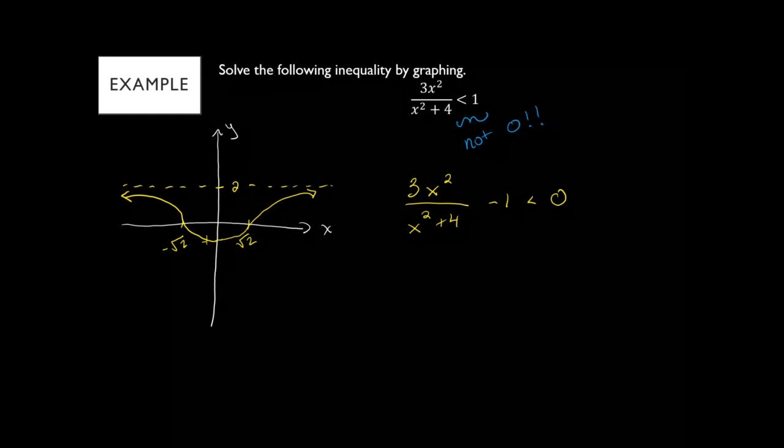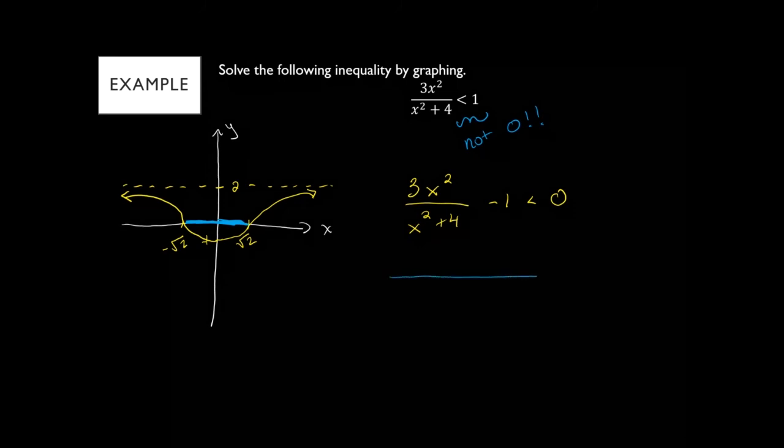Okay, so now that I've got my picture, we're looking for where this is less than 0, because we subtracted 1, so we're now less than 0. So we are below the x-axis in this section right here, in between those 2 x-intercepts.